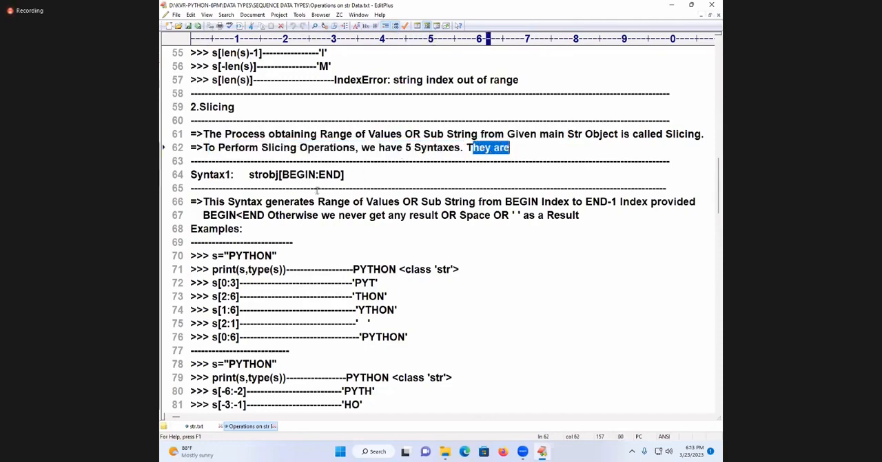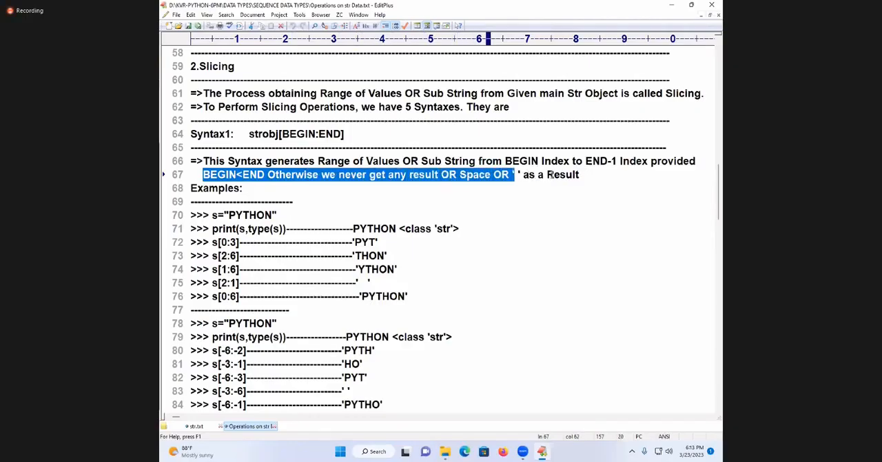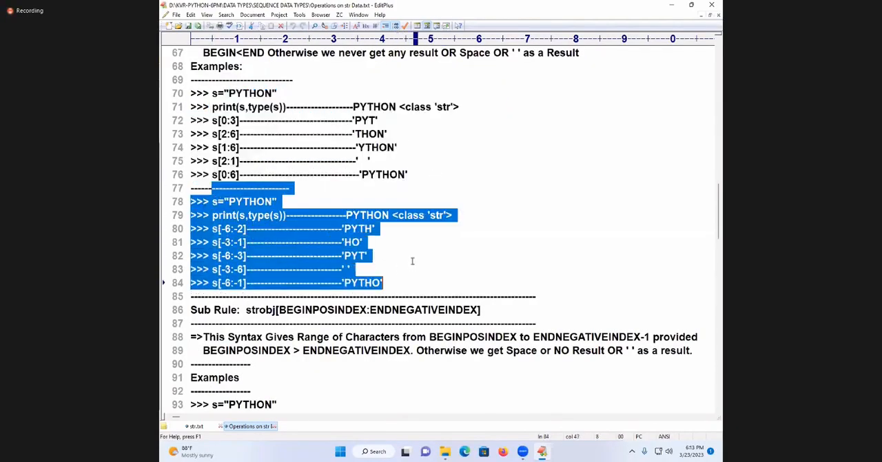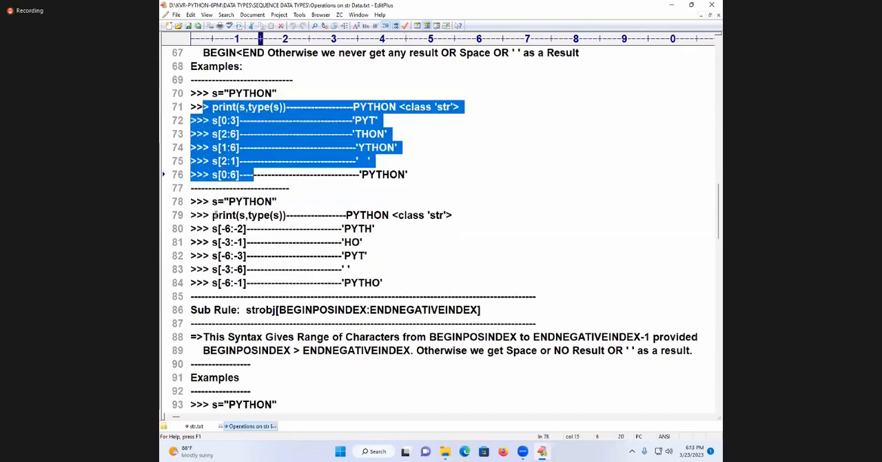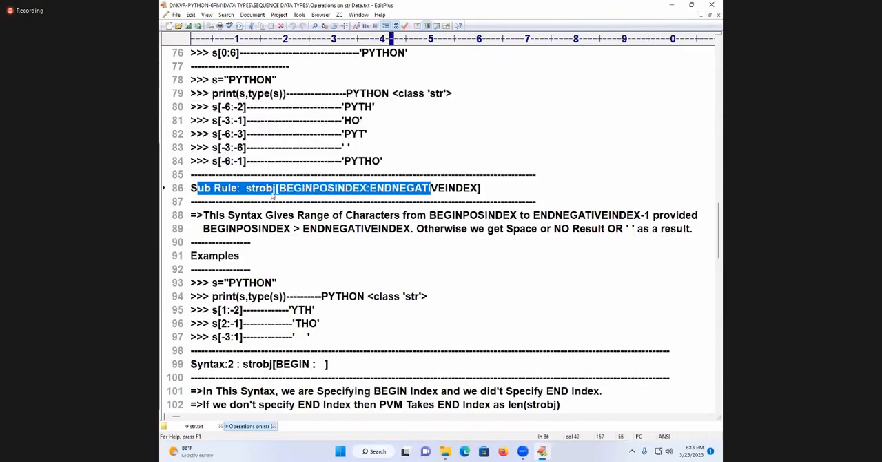They are: number 1, STR obj of begin colon end. I told you already, this syntax generates a range of values or substring from begin index to end minus 1 index, provided begin is less than end. Otherwise, we never get any result, or we get an empty result. And I told some examples. Maybe you practiced it, students, with positive indices and negative indices. We got it.